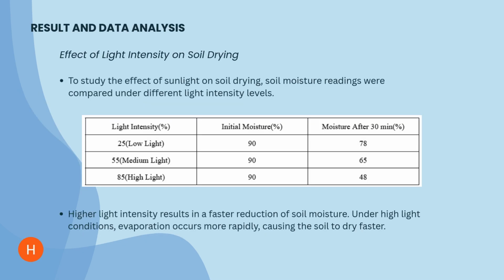Now we're going to discuss the effect of light intensity on soil drying. The purpose of this experiment is to study the effect of sunlight on soil drying. Soil moisture readings were compared under different light intensity levels. So this is the table that we obtained. As you can see, higher light intensity results in a faster reduction of soil moisture. Under high light conditions, evaporation occurs more rapidly, causing the soil to dry faster.